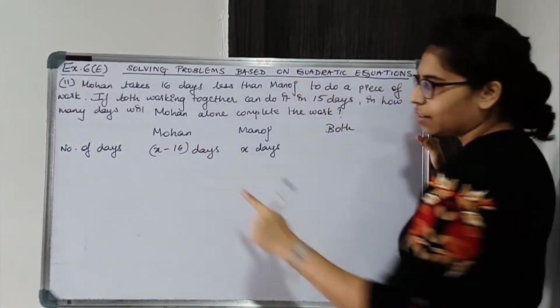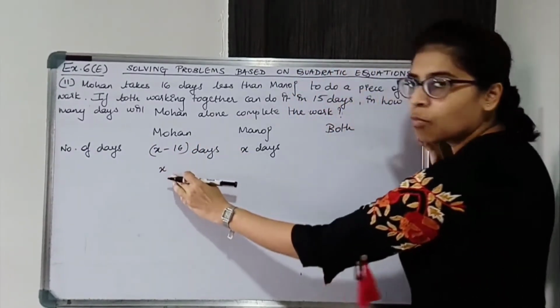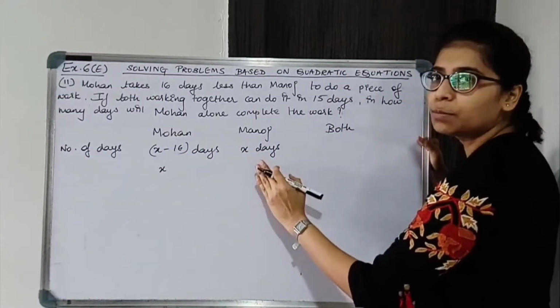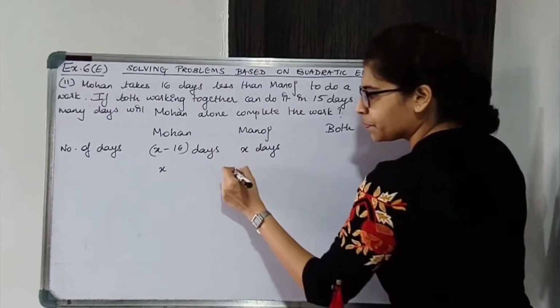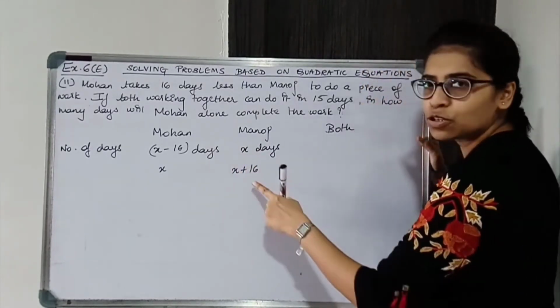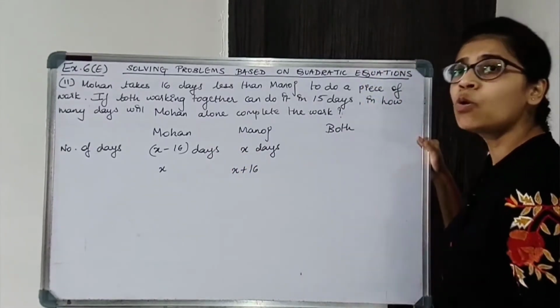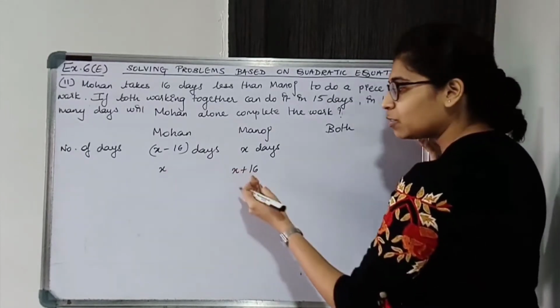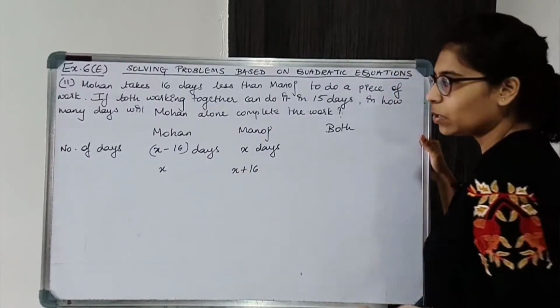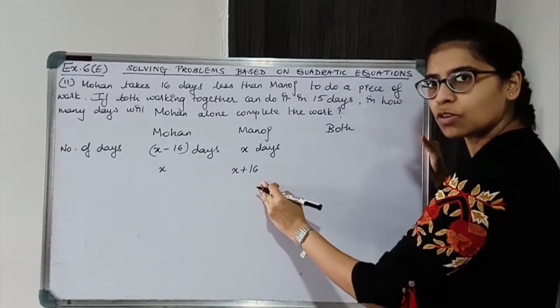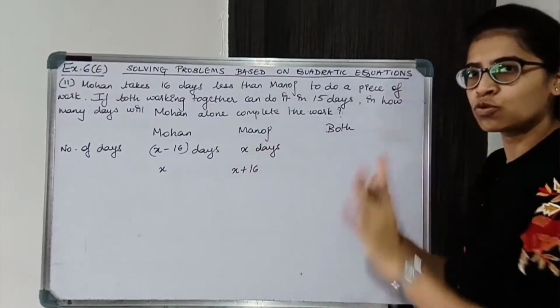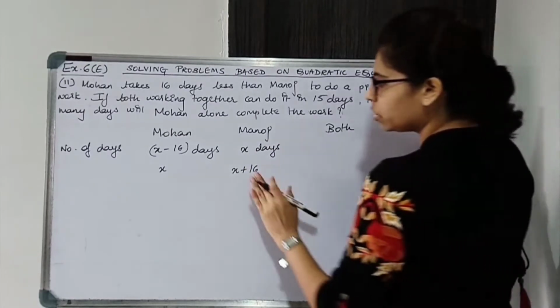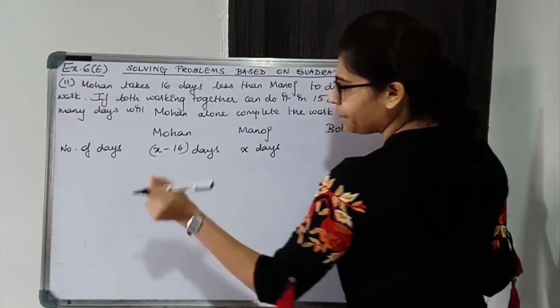If you take x for Mohan, how many days will Manoj take? If by chance you take x over here, it will be x plus 16, because Manoj takes 16 days more. This one takes 16 days less, so the other takes 16 days more. So you can take it this way also, and you will still get the correct answer. It is not necessary to take x for Manoj only.